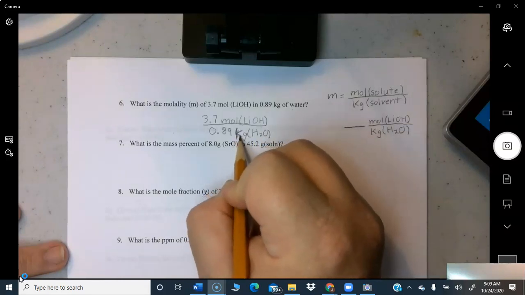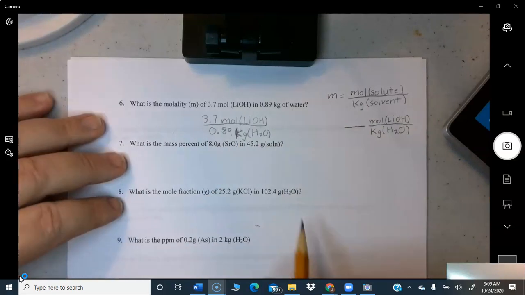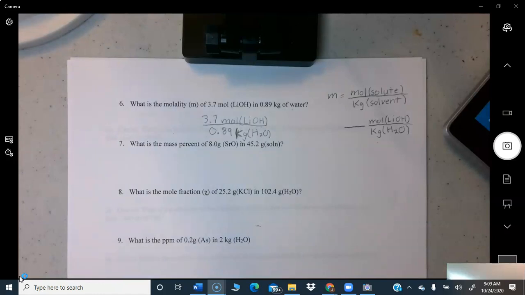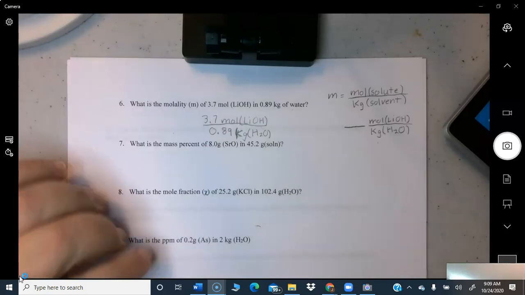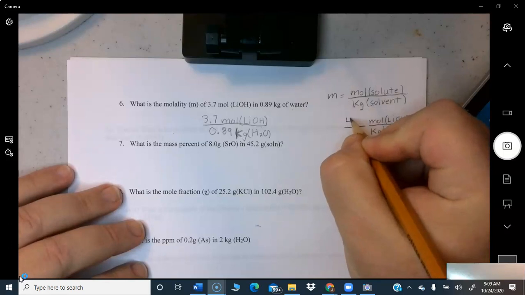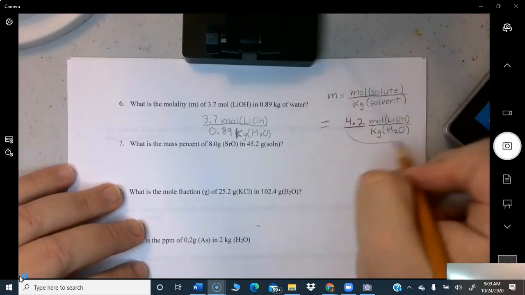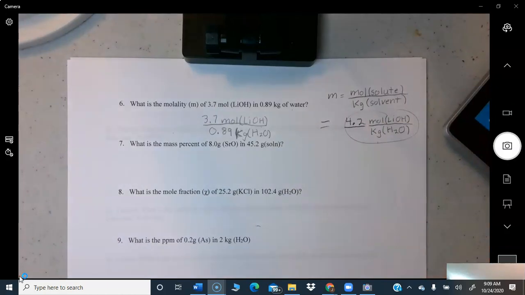That's a K. Kilograms of water. Okay, so I've got the units on the top and bottom that I want, so just go ahead and do 3.7 divided by 0.89. And you get 4.15. You have two significant figures there, so you can call it 4.2. Okay, that was easy.